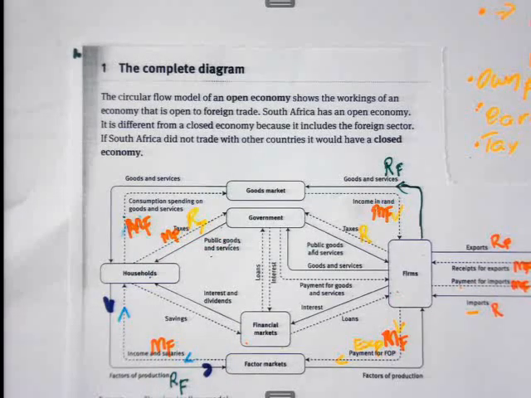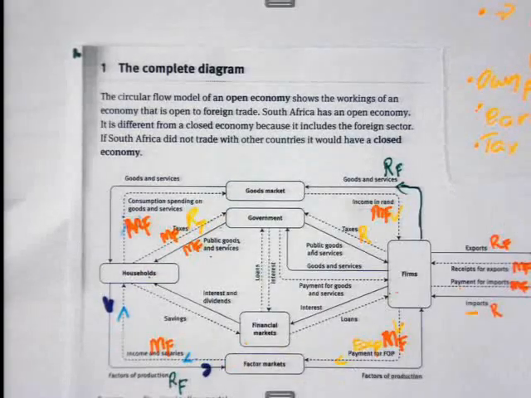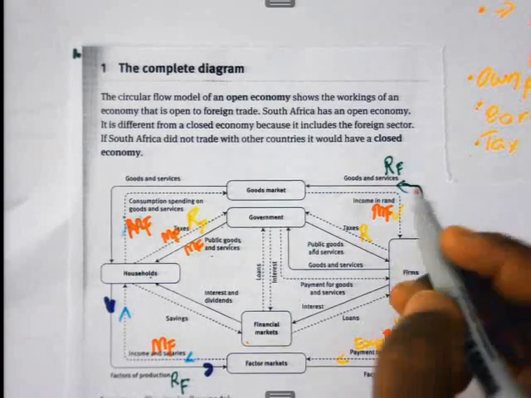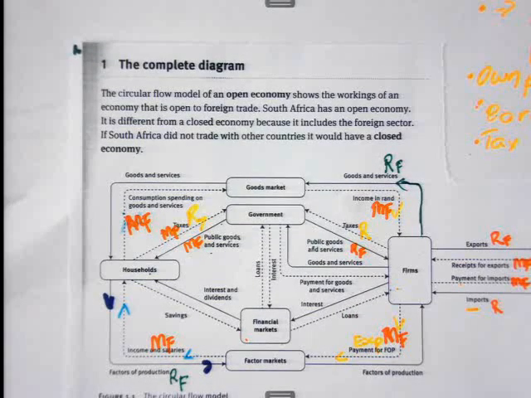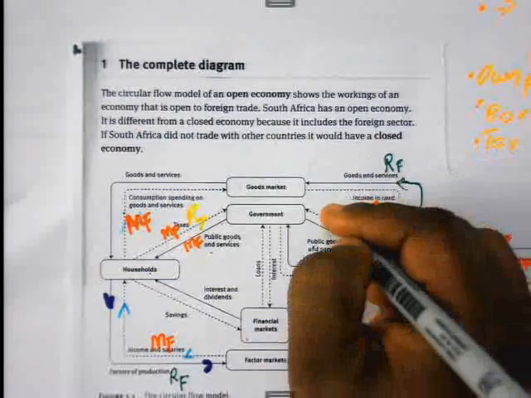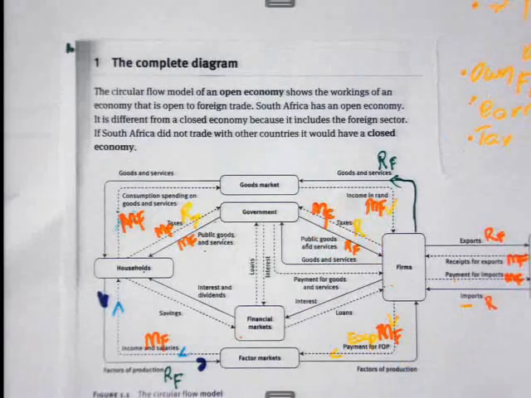When the government provides public goods and services to the household, what is flowing there? It's money flow. When the government provides public goods and services to the firms again, we experience real flow, because it's provision of goods and services. When the firms pay tax to the government, it's money flow. Right? So money flow is a flow of money from one participant to another.